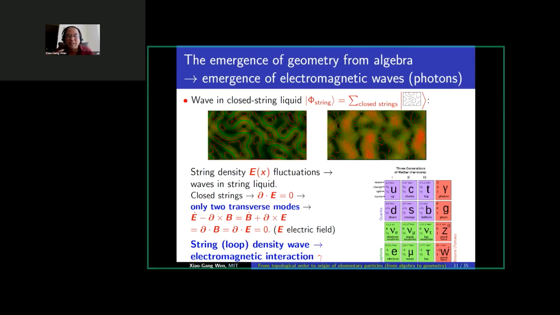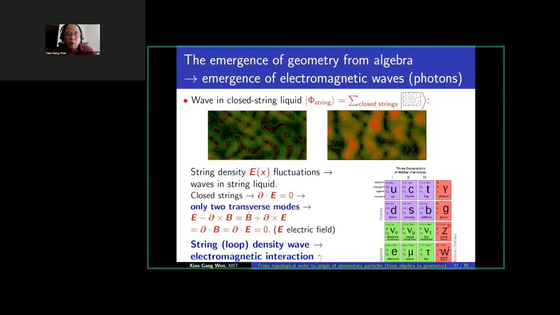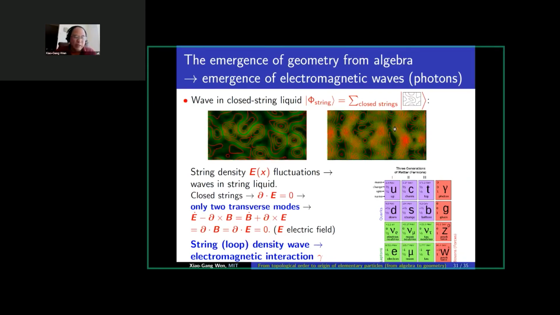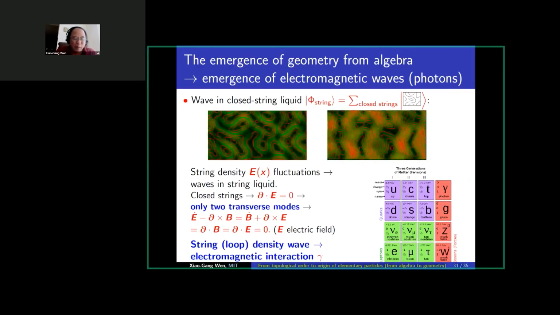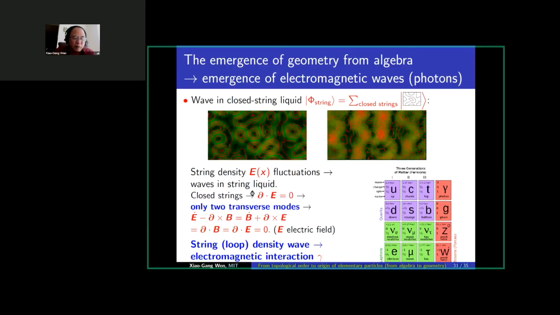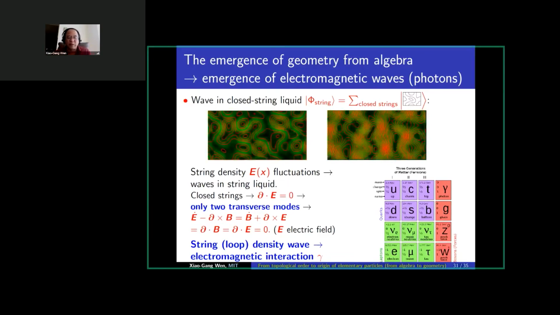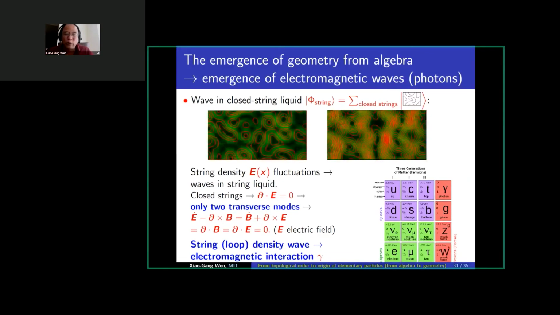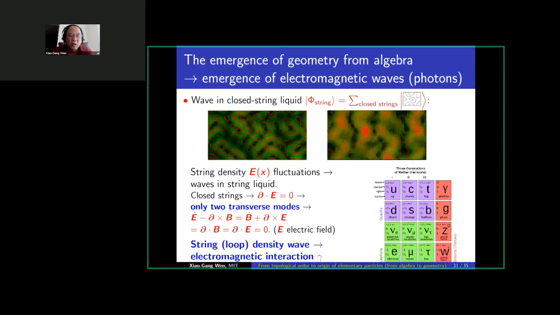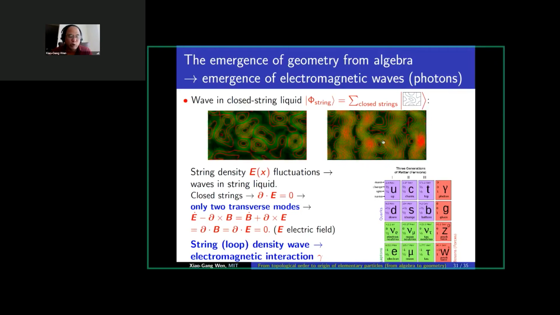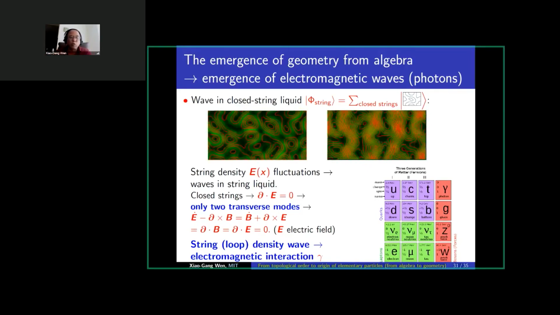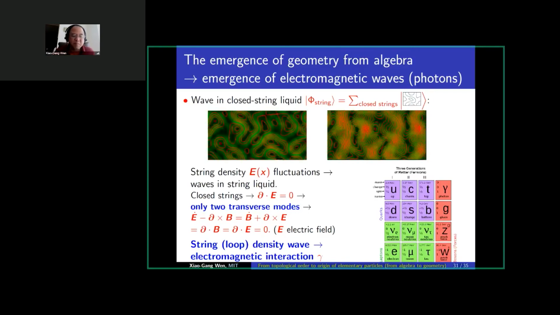Now you can imagine we have a density wave of a vector field with no divergence. The wave equation will naturally be the Maxwell equation, because the Maxwell equation is the simplest equation which preserves this divergenceless property of a vector field. Actually, using a more careful calculation, indeed we find this result: a wave in a string liquid gives rise to the Maxwell equation. You can see this long-range entanglement of string liquid would give rise to the Maxwell equation.